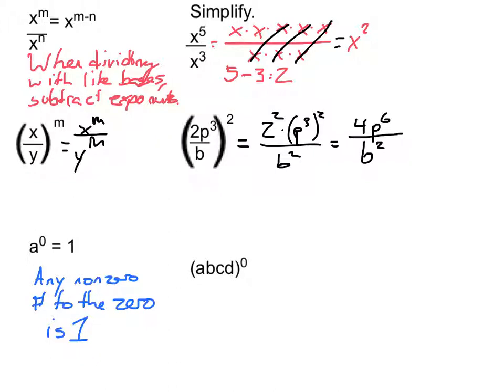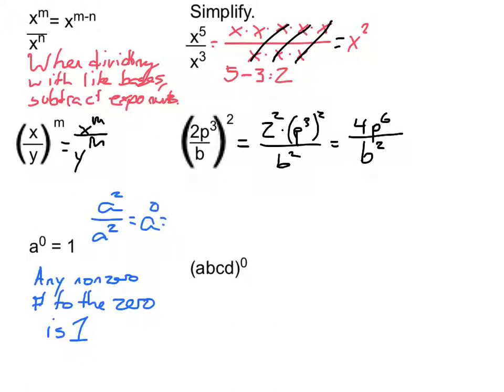For instance, let me take a to the second divided by a to the second. Well, you can tell me a few things about this. First of all, I'm dividing, so I would subtract my exponents. 2 minus 2 gets me 0. That's where a to the 0 comes from.